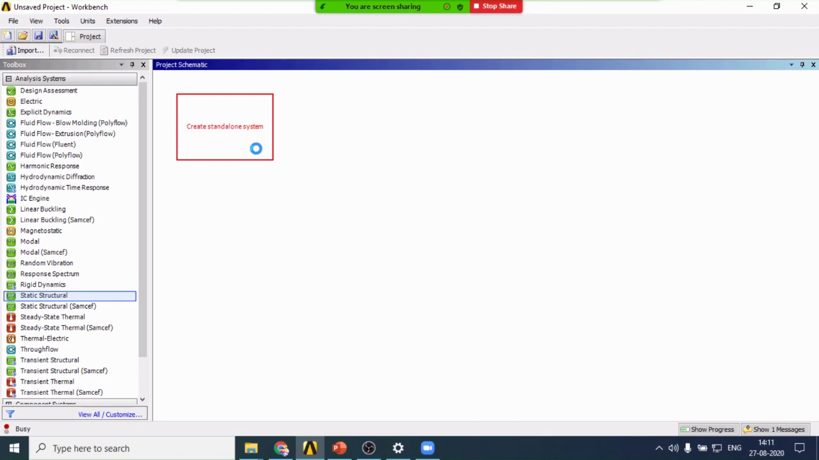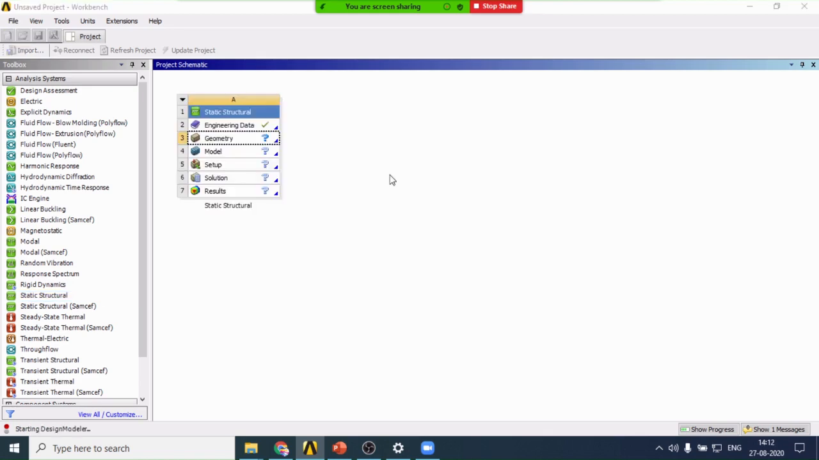So here you can see there is engineering data. By default it takes the material property, then geometry, then model, then setup, then solution, and then results. On the right side you can just observe engineering data. There is a green check mark, then question marks. The green check mark indicates your data is completely filled and it is up to the mark. If your data is not filled completely, it will show a question mark. And if your solution is not perfect enough, or maybe has some error, it will show a red mark. Okay.